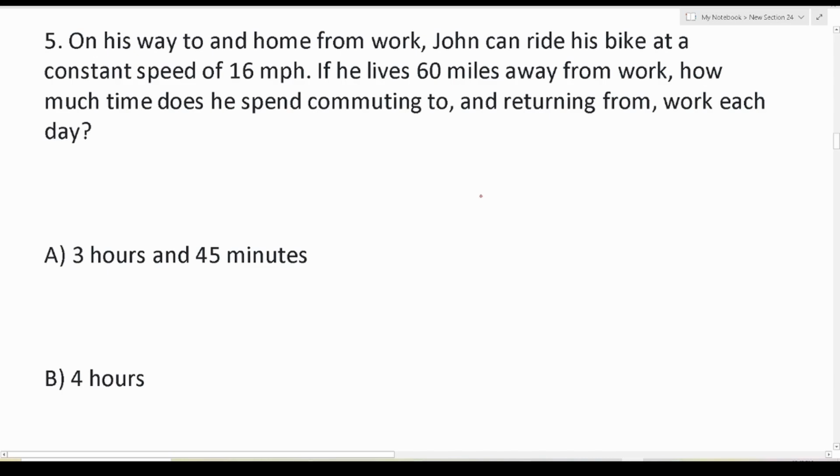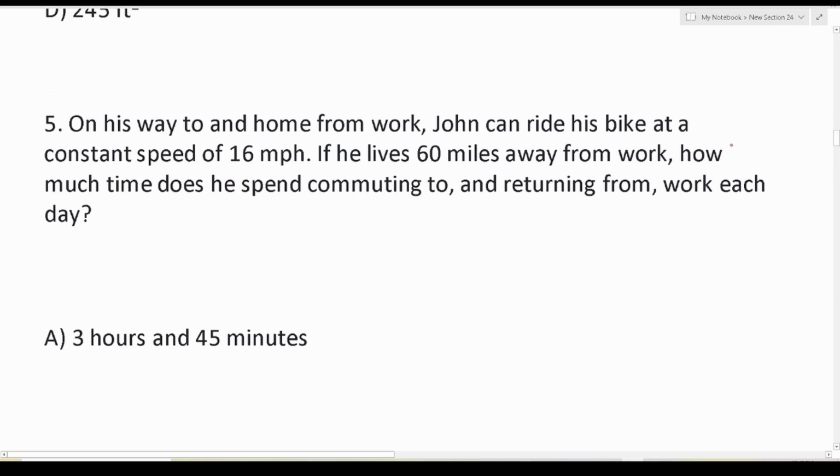Number 5 says, on his way to and home from work, John can ride his bike at a constant speed of 16 miles per hour. If he lives 60 miles away from work, how much time does he spend commuting to and returning from work each day? So right away, you should realize that you have all the elements of the distance formula.